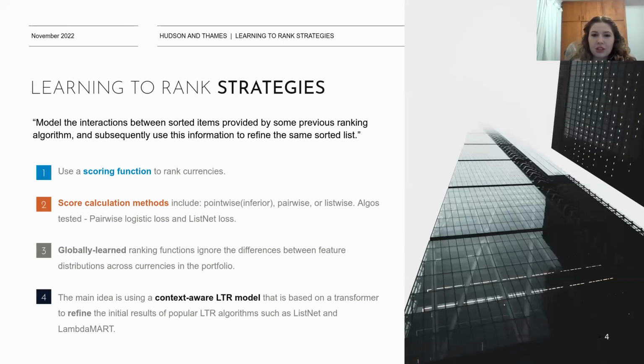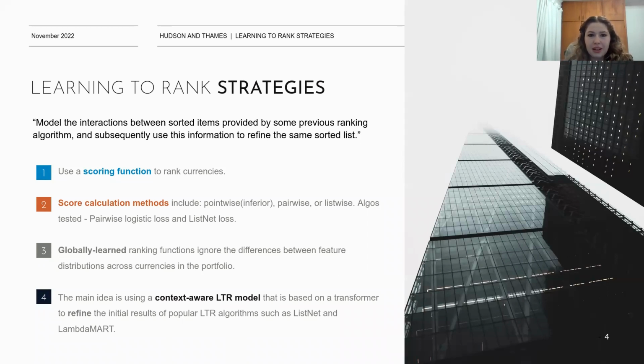In order to account for the context of a specific rank, we're going to use pairwise logistic loss and also ListNet loss. This will plug into the transformer network. The reason we do this is because we want to improve on the globally learned ranking functions. This paper really highlights their shortcomings: the fact that they don't really take into account the differences between your feature distributions across the currencies. So this paper tries to improve by adding a specific function to the original function. I'll show you guys what that looks like in just a bit.